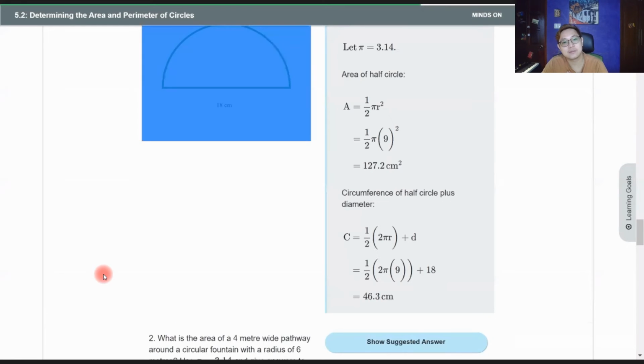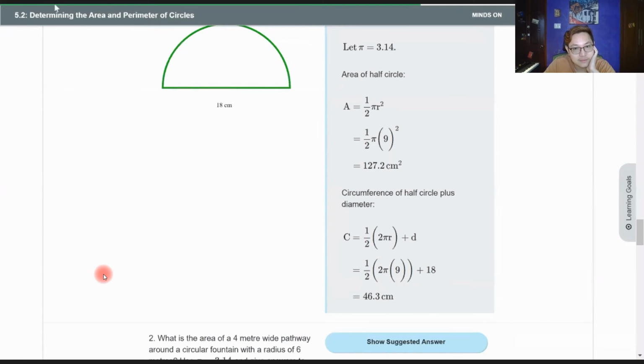Okay, this is half of a circle. So basically add just half of the circumference and then plus that 18, right? Yeah. Good. Your logic's improving.